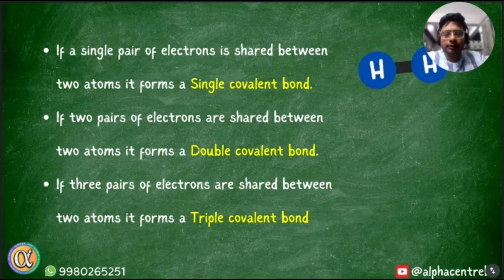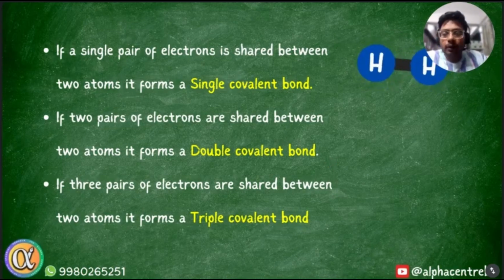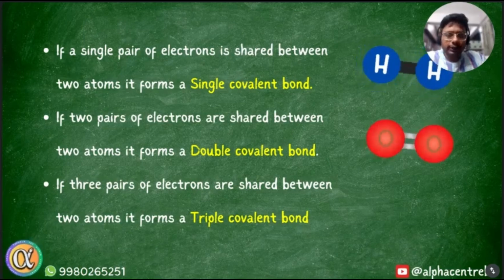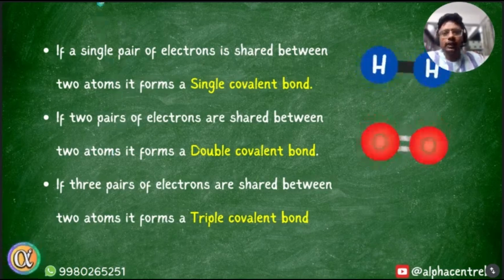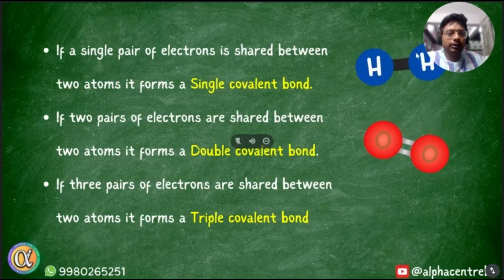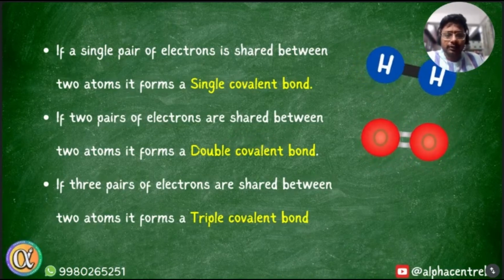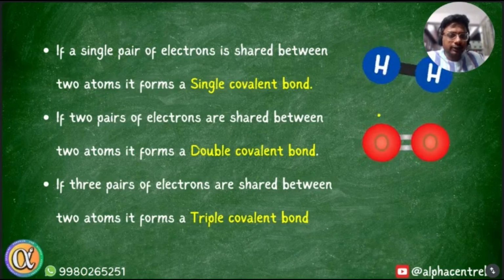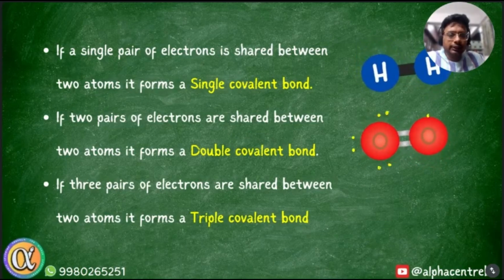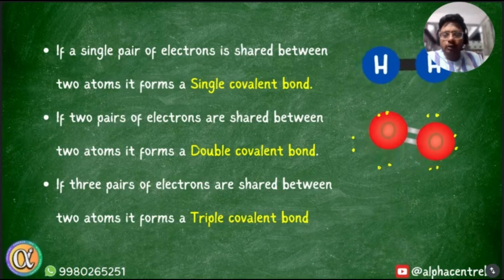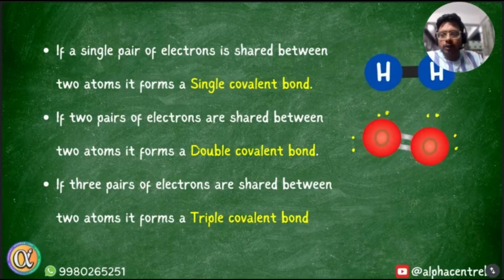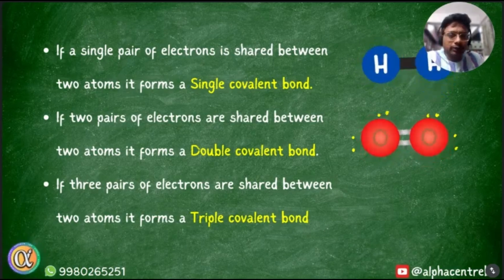We have an example next of a double covalent bond. When two pairs of electrons are shared between two atoms, it forms a double covalent bond. For example, here we have an oxygen molecule. We know clearly that oxygen has six valence electrons, and even this oxygen has six valence electrons. They need two more. So how to get two more? They can start sharing two electrons.